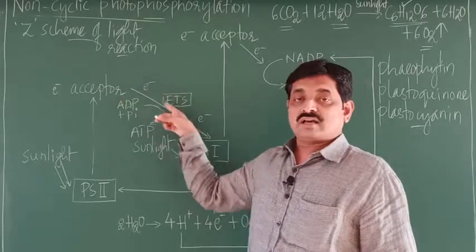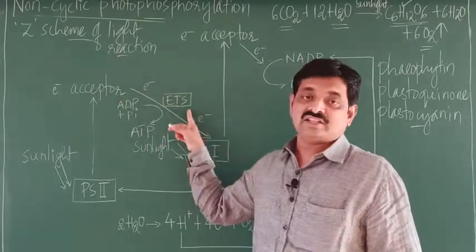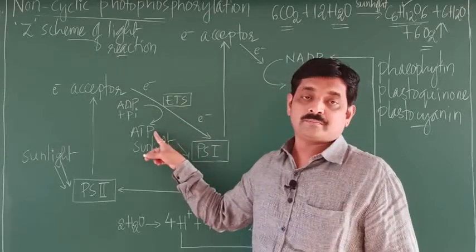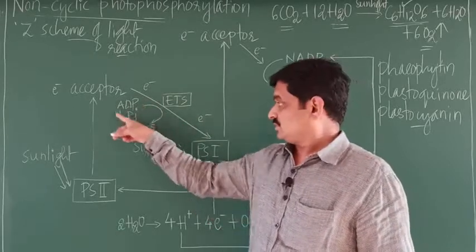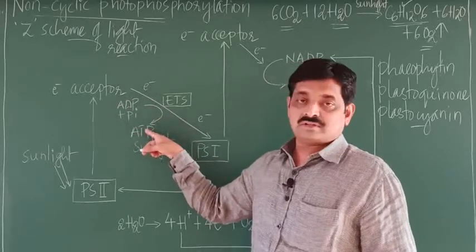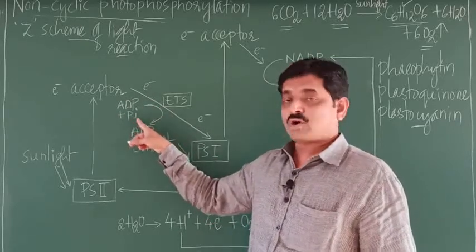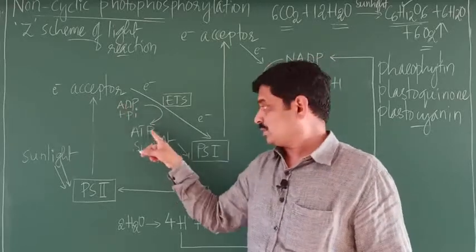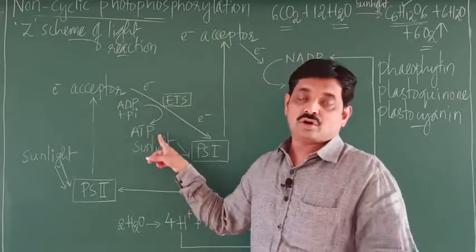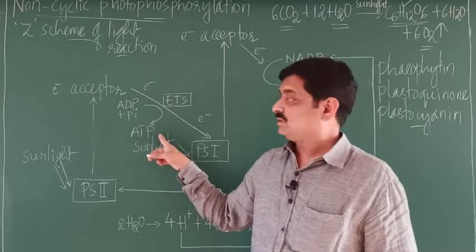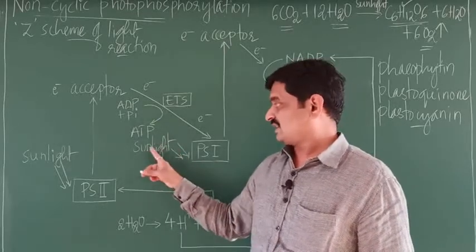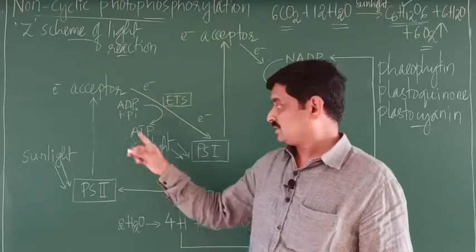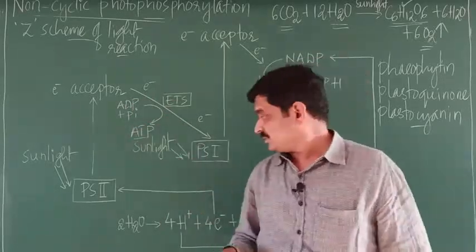When electrons are passed through this ETS, the electron transport system, there is synthesis of ATP, right? The reaction where inorganic phosphate, that is Pi, combines with ADP to produce ATP is called phosphorylation, which occurs in the presence of sunlight. That's why it is called photophosphorylation. Here one ATP is produced.